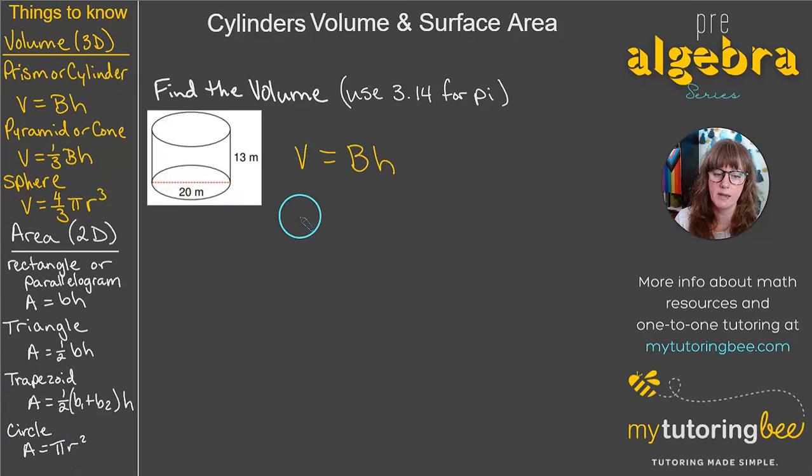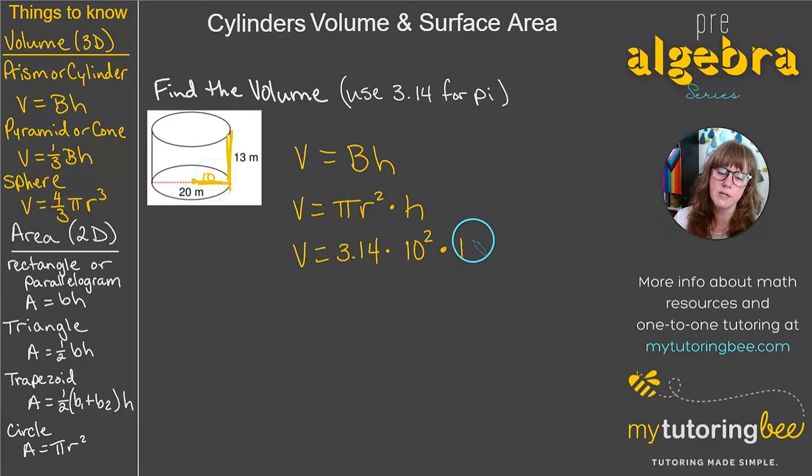So let's go ahead and calculate that. So I'm actually going to rewrite it instead of capital B. I'm going to rewrite it as pi r squared. And then this h is the height of our cylinder. So that's where we're going to put in our 13 there. So volume equals 3.14, because the directions again did tell us to use 3.14 for pi, times the radius squared, which is 10 squared, right? The radius is half of that diameter, so that's going to be 10 meters. And then the height of our cylinder is 13.